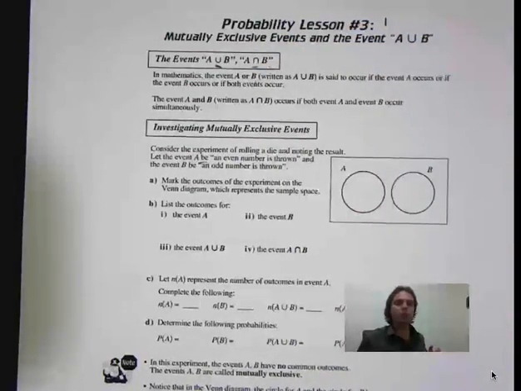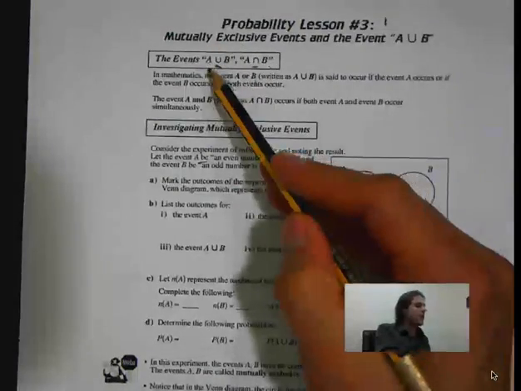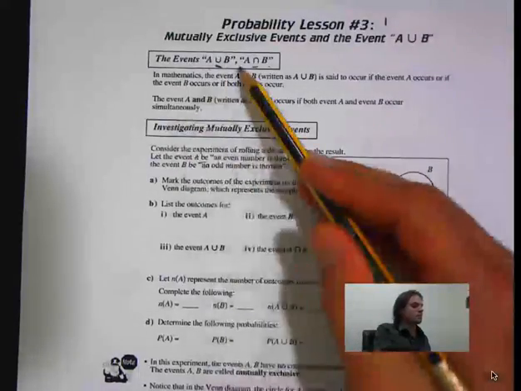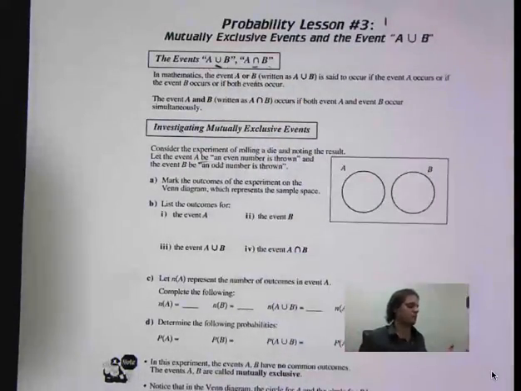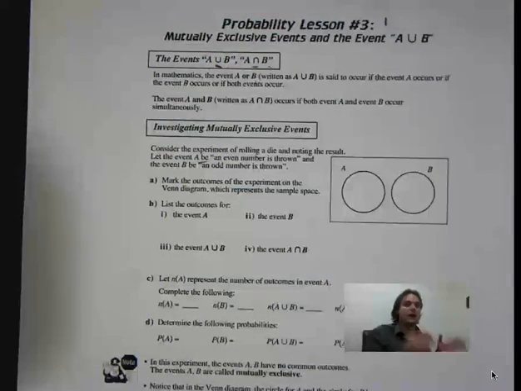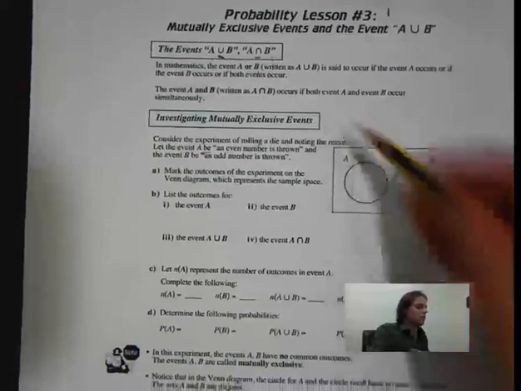So when we're talking about probability, this is going to say A or B. This is A and B. Okay? So A union B is or, A or B. A intersect B is A and B. So here we go. Let's go to this first little exploratory here.